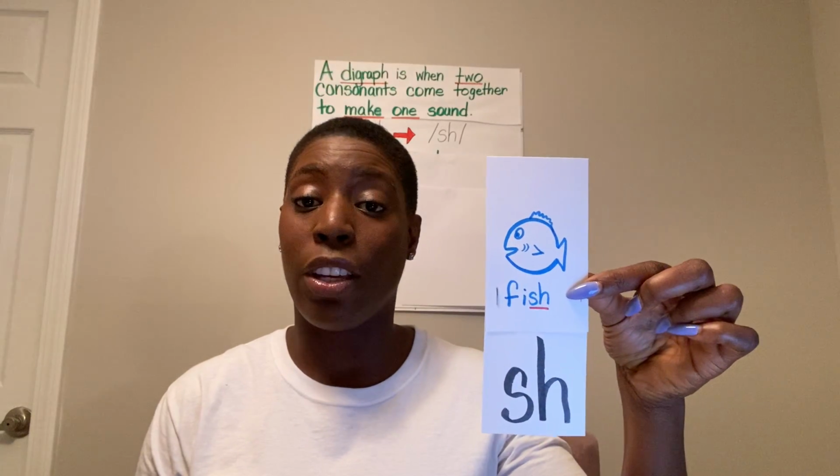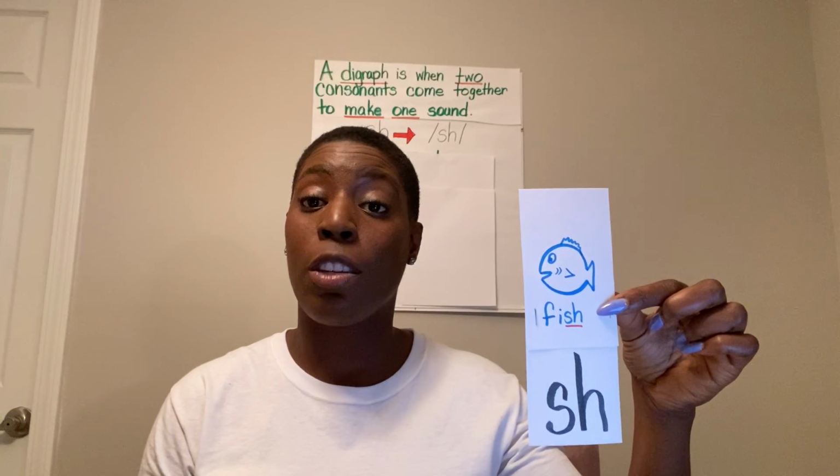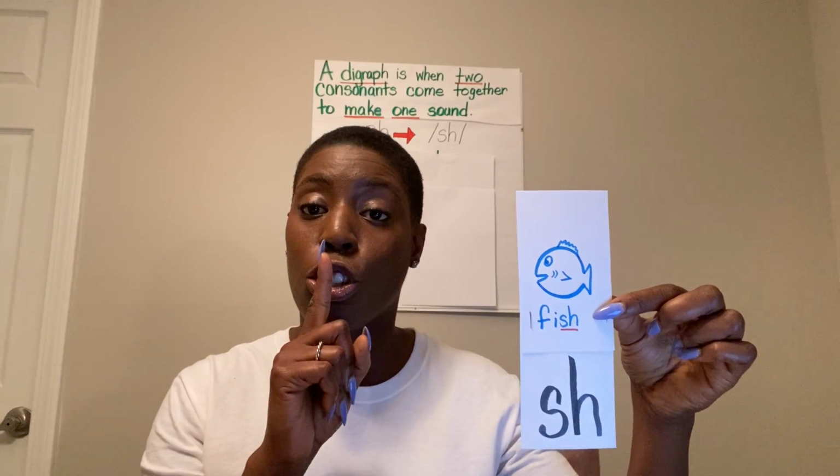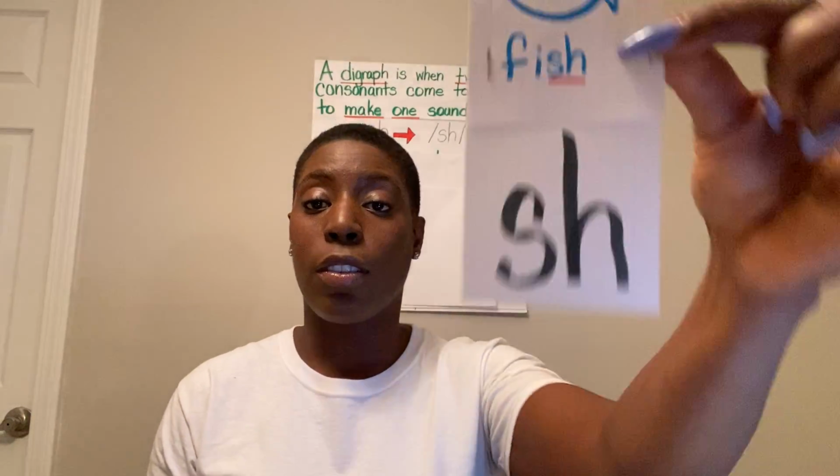Yes, in our last video, we talked about the digraph SH, which says shh. Can you say that with me? Shh. Very good. It's just like when you're asking someone to be quiet in a polite way. Shh. Good job. Just like in the word fish. Say it with me. Fish. Now just a SH sound. Shh. Exactly. So let's segment and blend together some words that have the digraph SH.